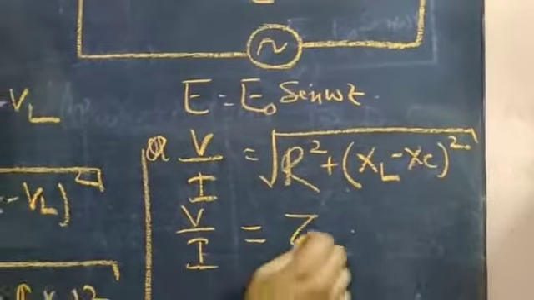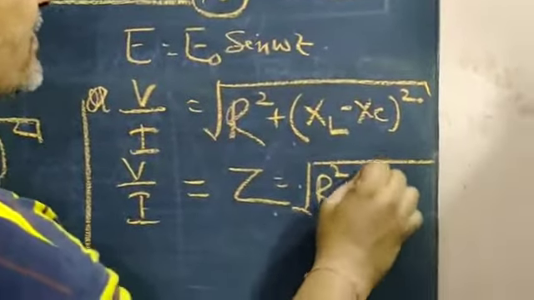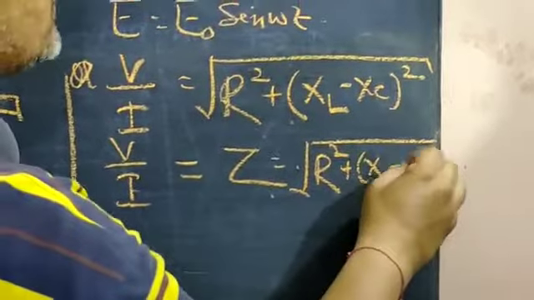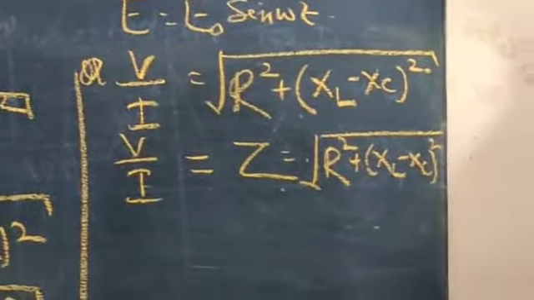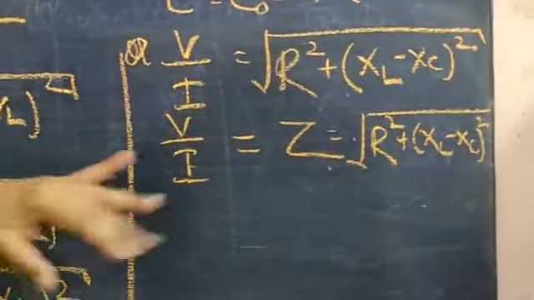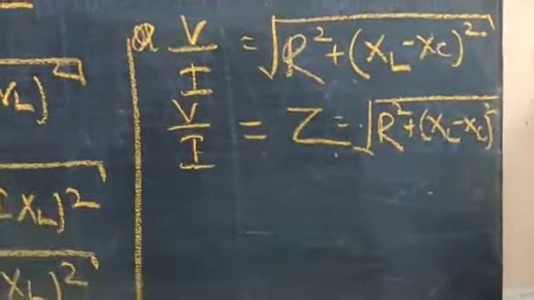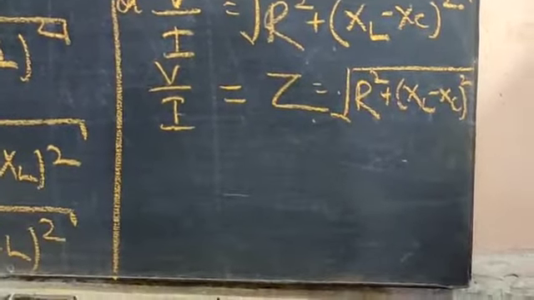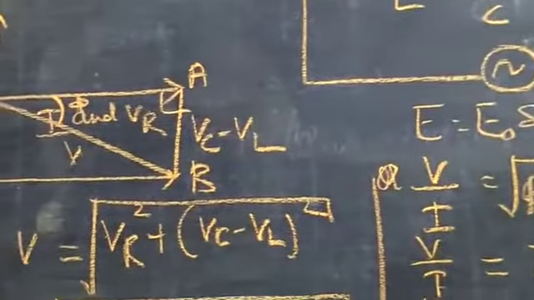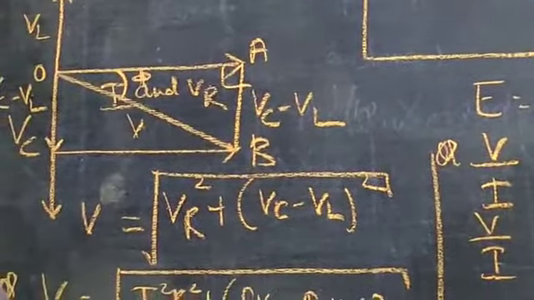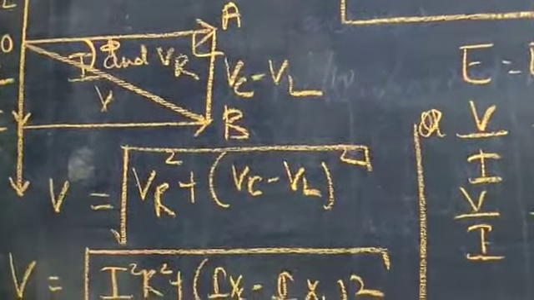So we find that Z, the impedance of the circuit, is the same as we got when voltage across inductor was greater than voltage across capacitor. So there will be no effect on the impedance of the circuit, whether VL is greater than VC or VC is greater than VL. Now what will be the angle by which voltage would be trailing behind the current?